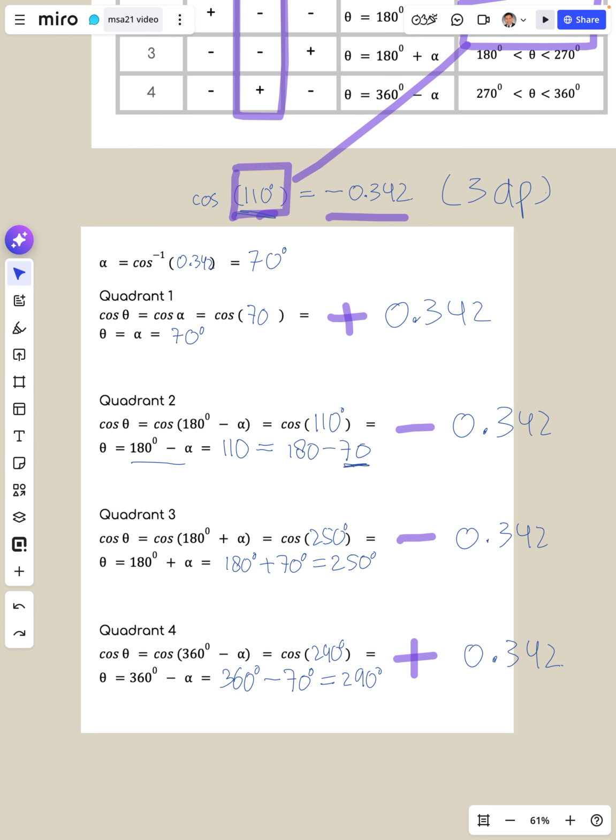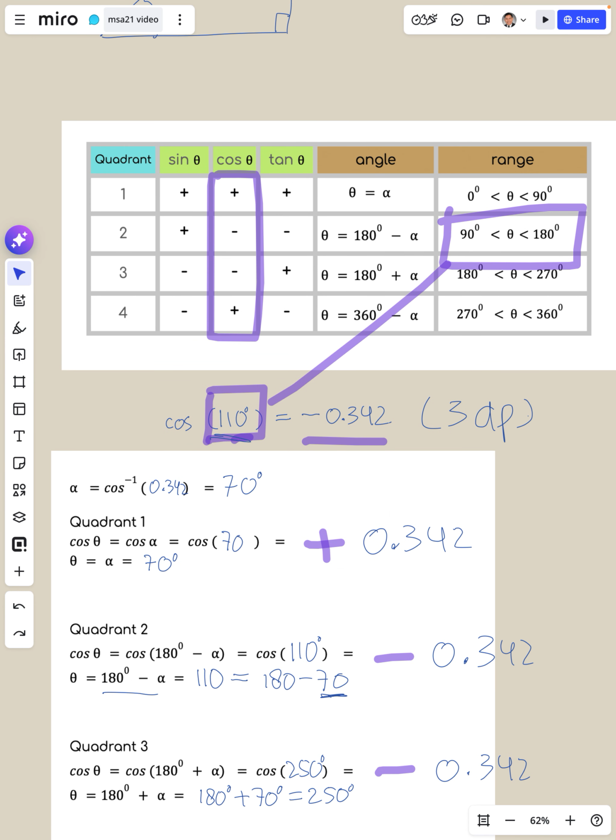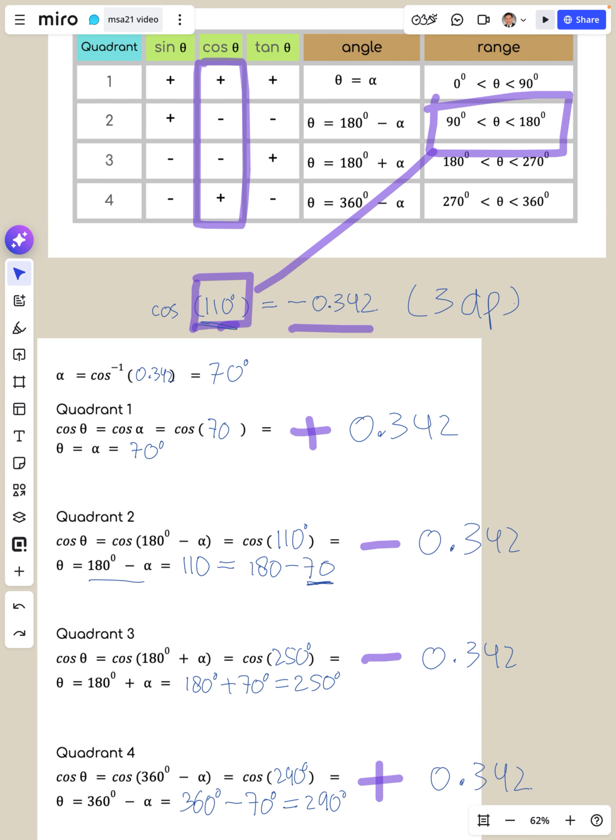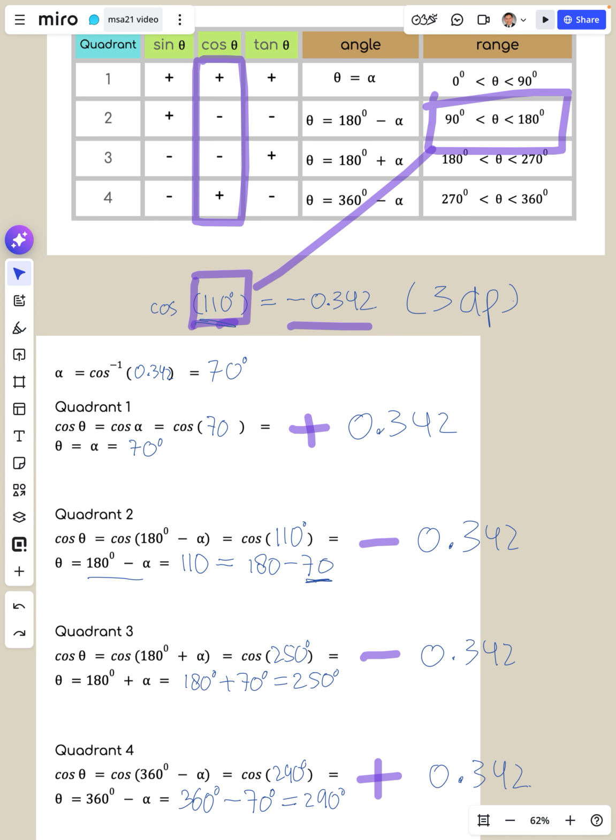Very simple. You just need to look at this table and memorize the positive and negative signs. Then you apply the value of the cosine itself. In this case, it is cosine. The magnitude is the same, you just need to take care of the positive and negative sign.